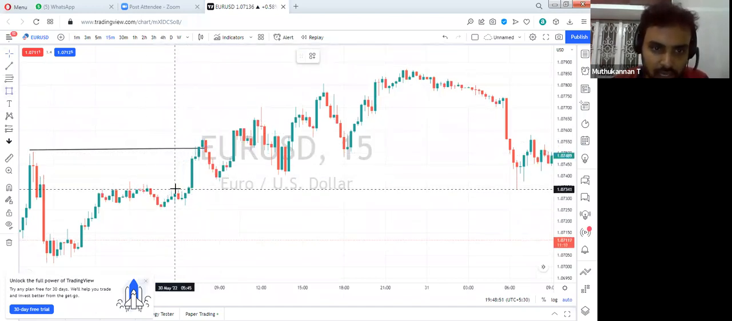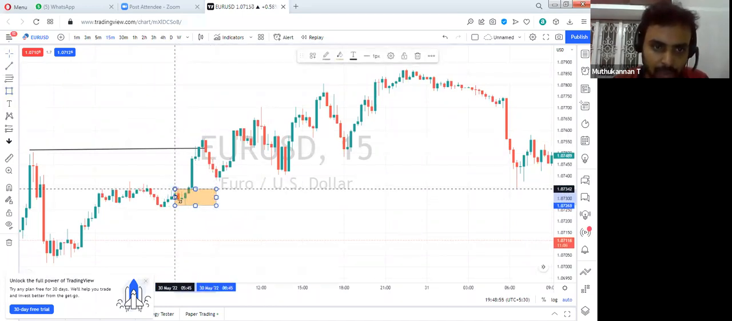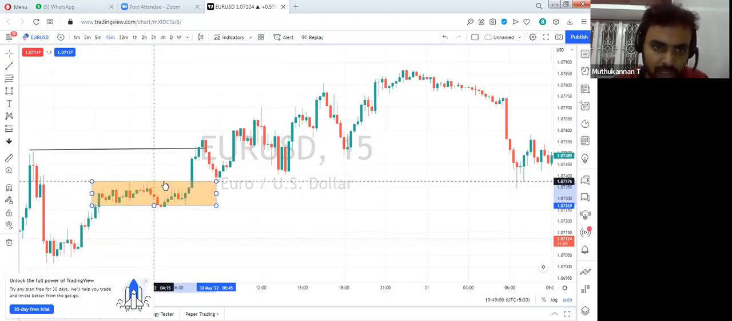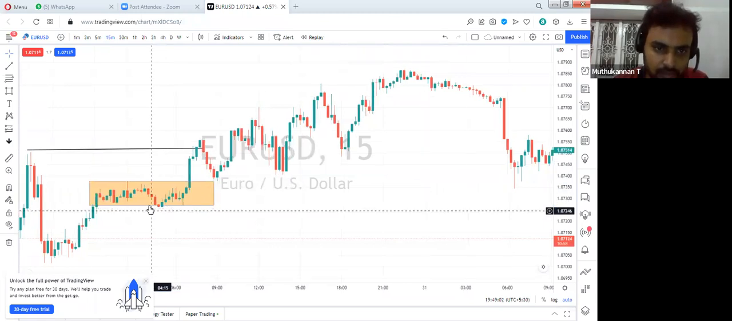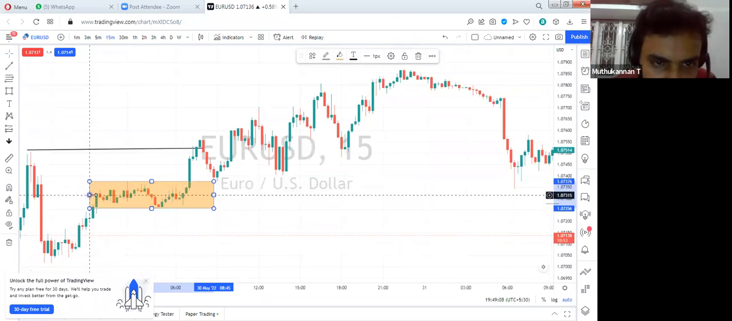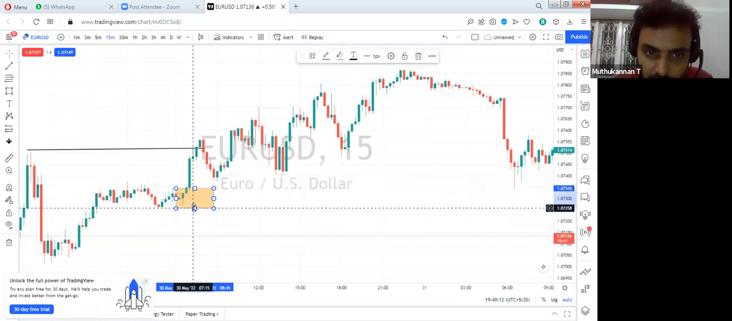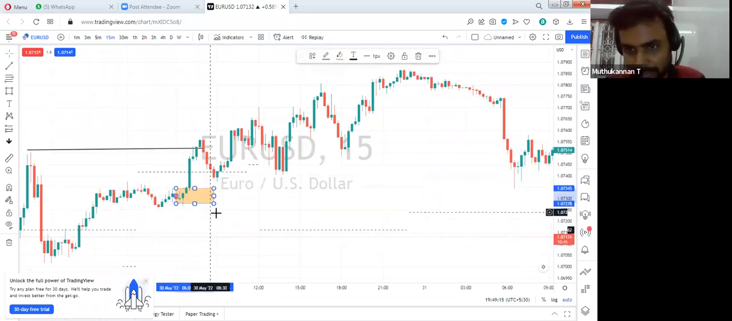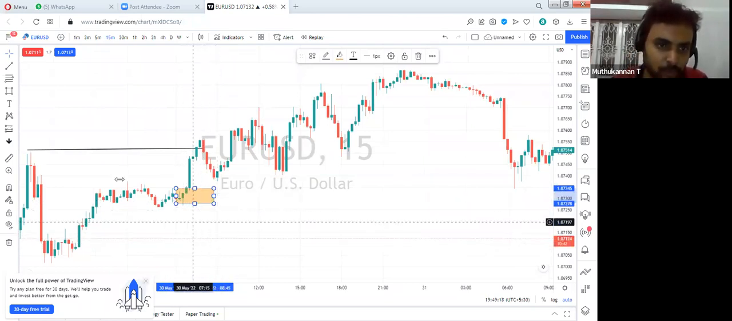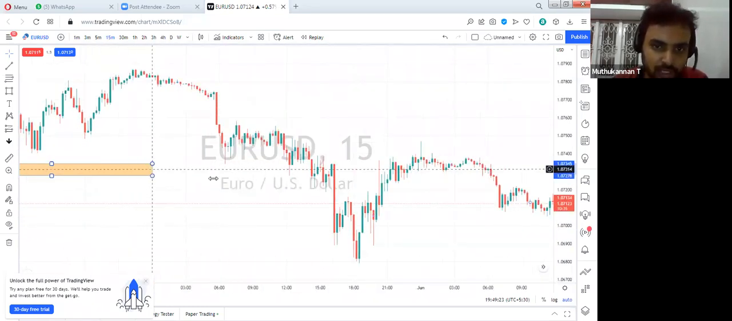Now I'll be marking the last bearish candle like this. This is my last bearish candle. Now I'm not taking this entire zone. If I take the entire zone, I'll be taking like this, right? So here I'll be taking only the last bearish candle. Now we'll be including a lot of other things here also, which I'll be teaching tomorrow. So this is my bullish order block. I'll be extending this box and waiting for the price to touch here.